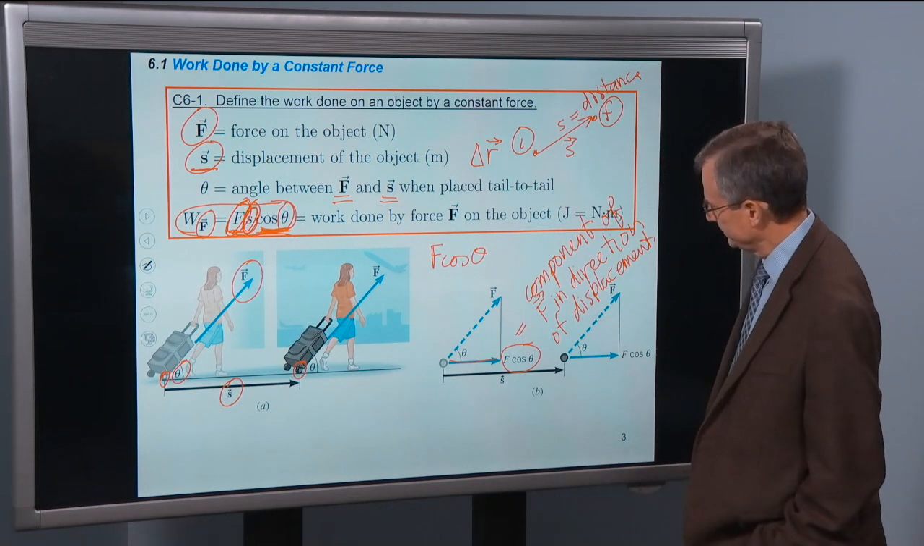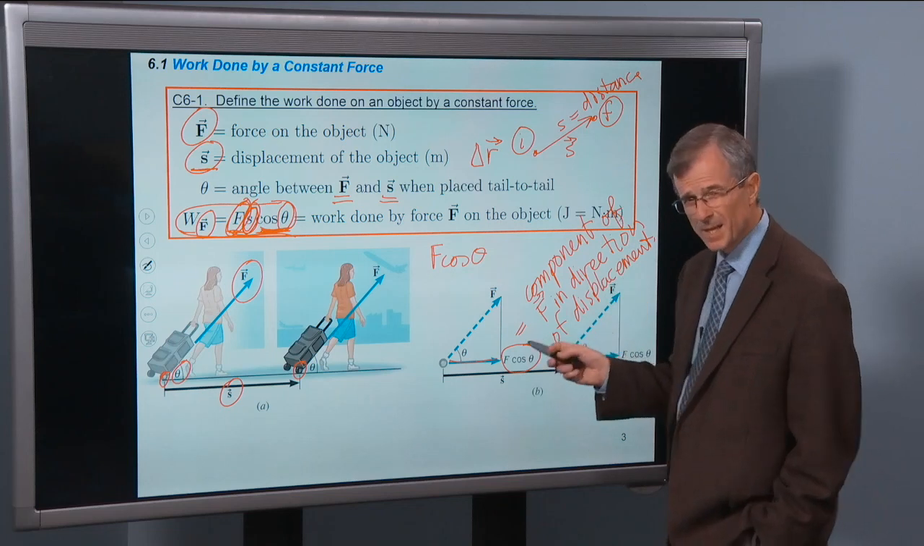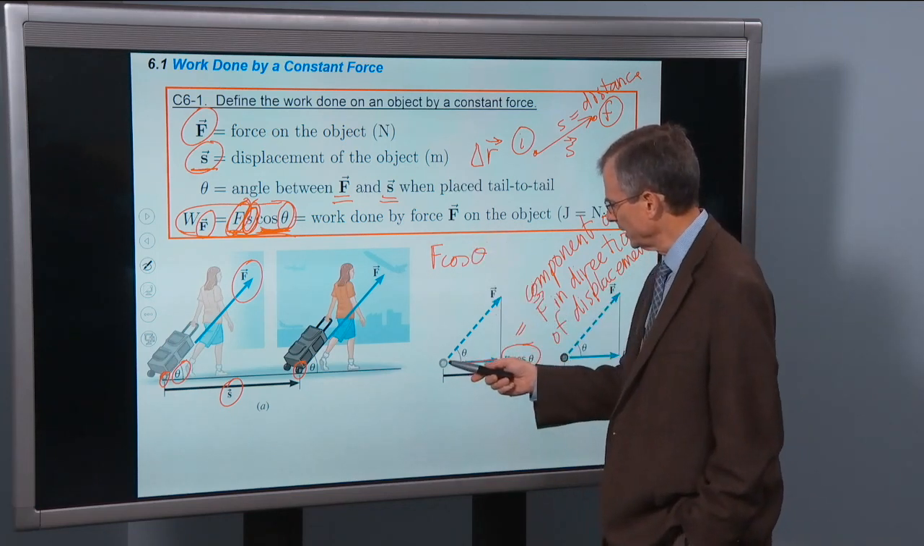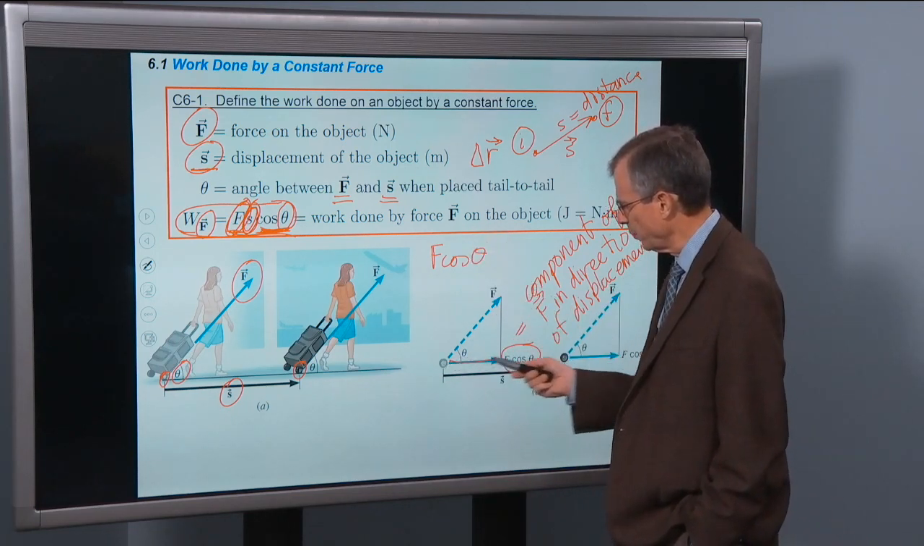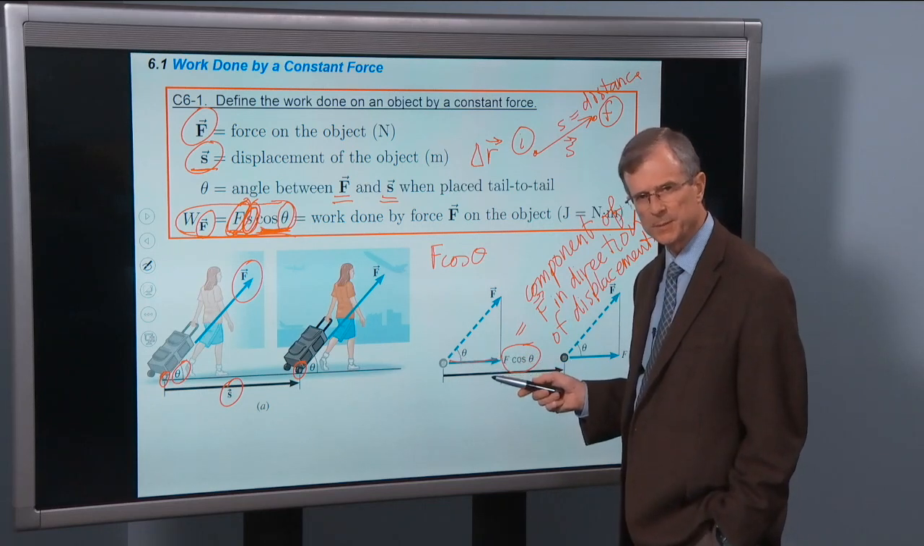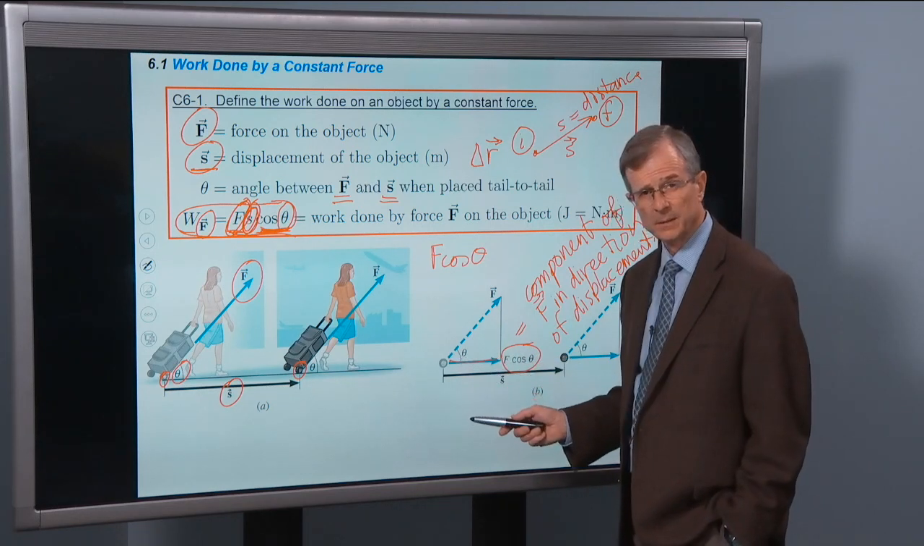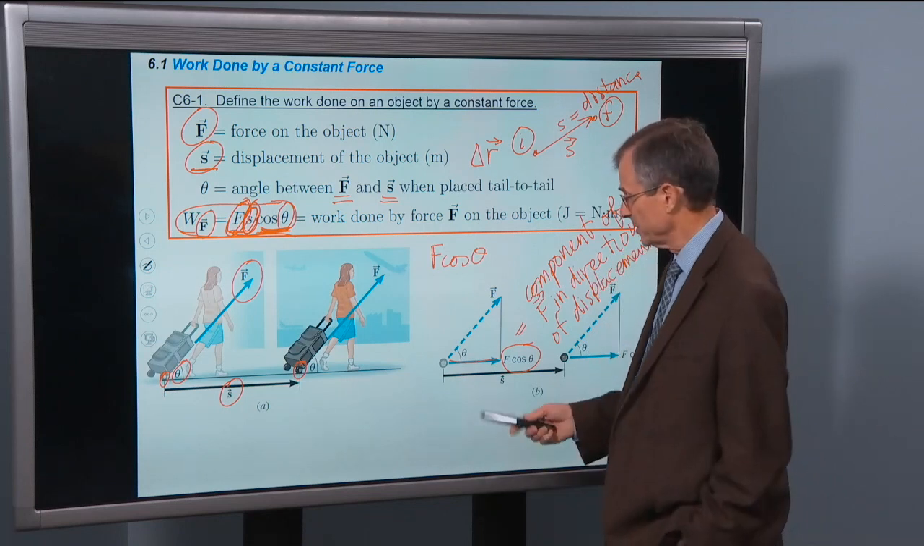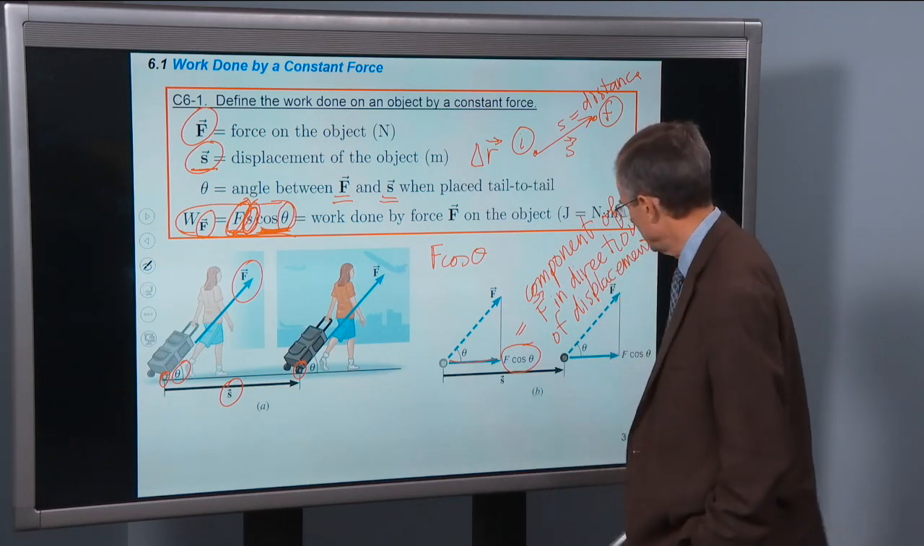All right. So what that says is that what matters in the work is how much of that force is pointing in the direction of the displacement. If it's a lot, the work is going to be big. If it's little, the work is going to be small.